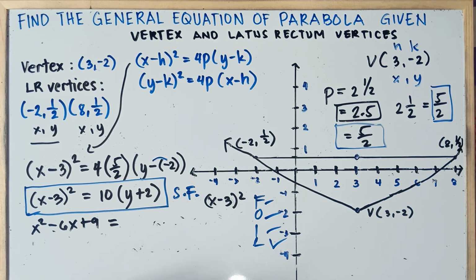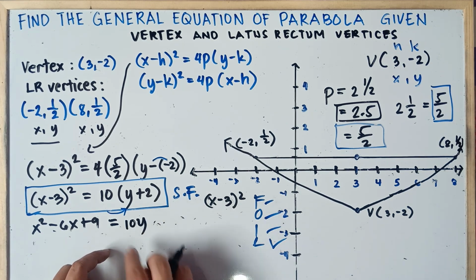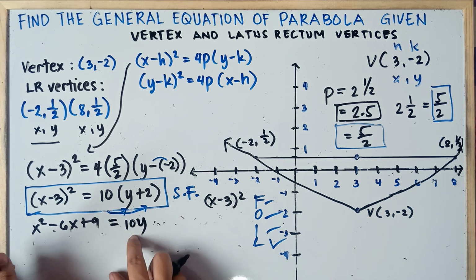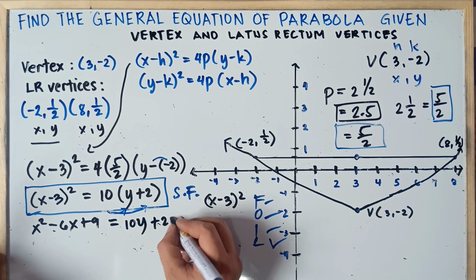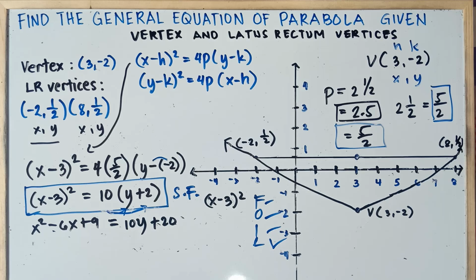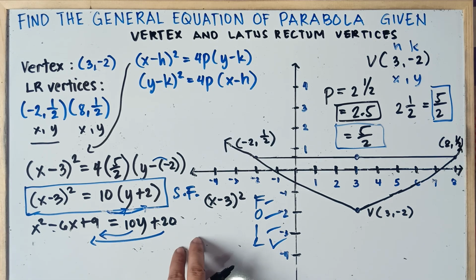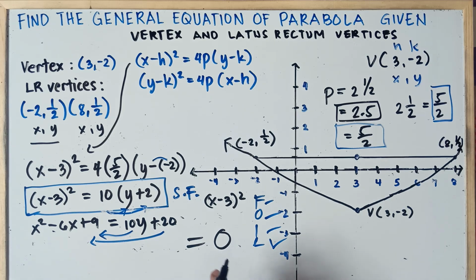And then you distribute this one, class. Once again, class, we transform standard form into general form. 10 times y, that is 10y. 10 times positive 2, once again, distribute, distributive property. 10 times y is 10y, 10 times 2, that's positive 20. And then we transpose this one, class, 10y and 20, so that the remaining side on the right of this equal sign will be only 0. For the general form, it should always be equal to 0, class. So we transpose 10y and positive 20.